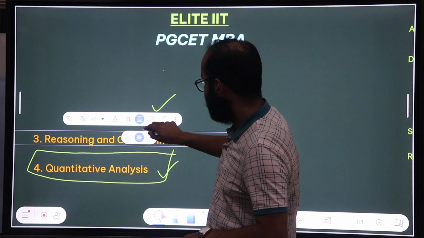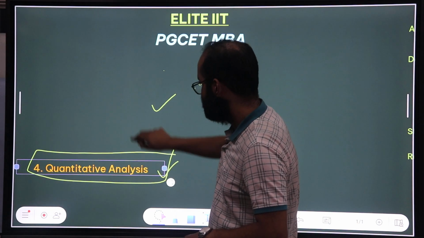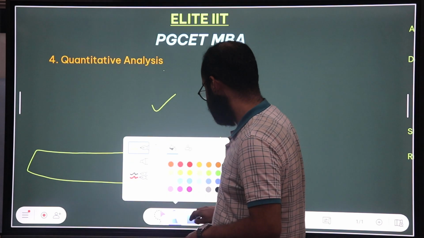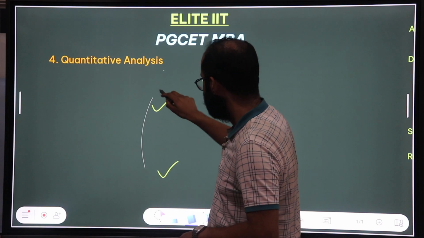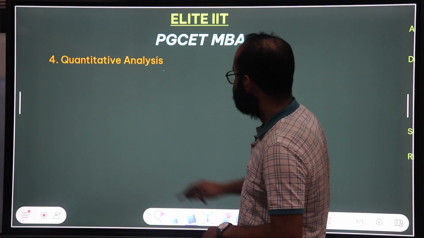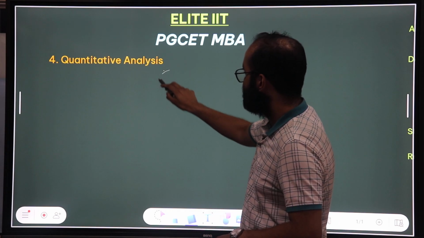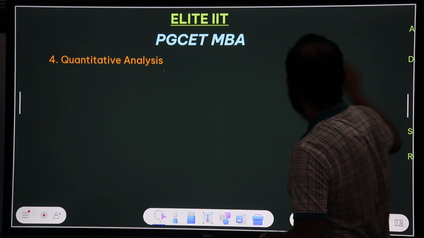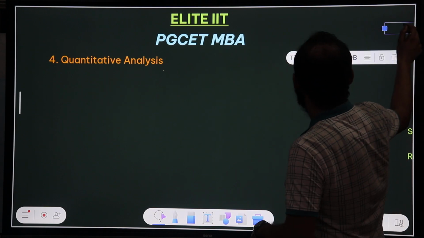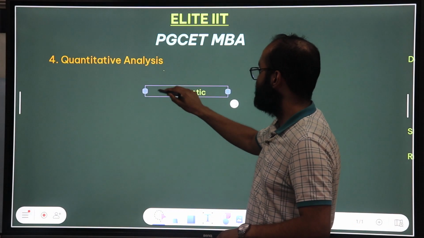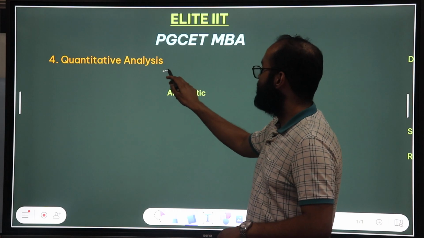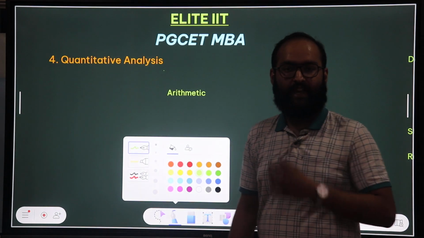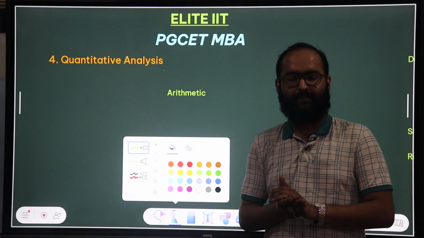Now, in the quantitative analysis section, we actually have 4 parts. The first part that you all know is arithmetic, a very important part. What is the first part? Arithmetic. Now, arithmetic is a very broad concept.